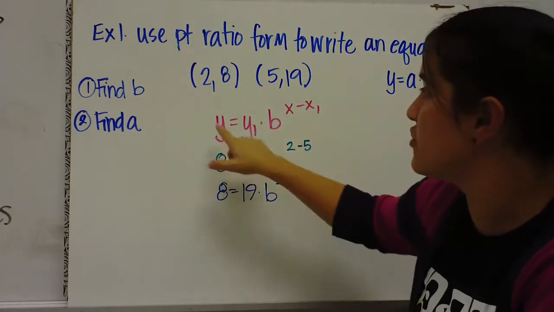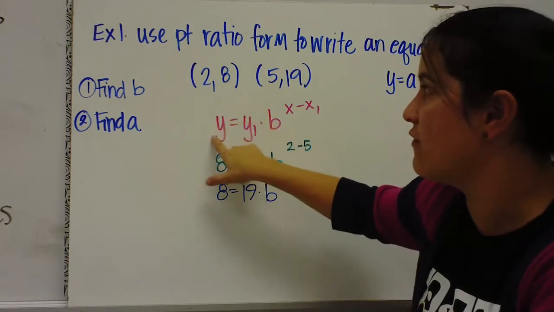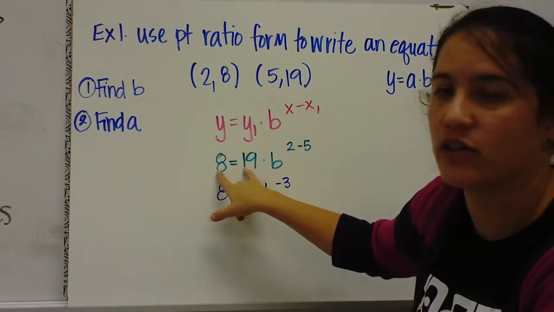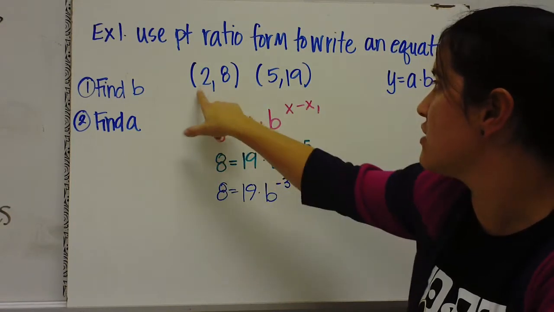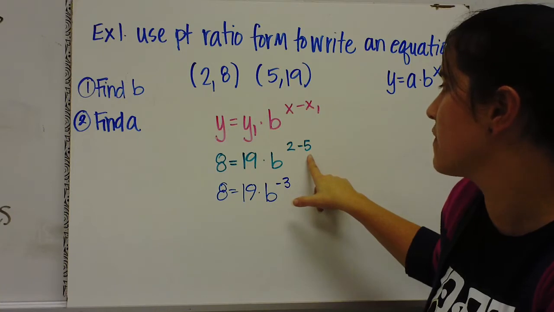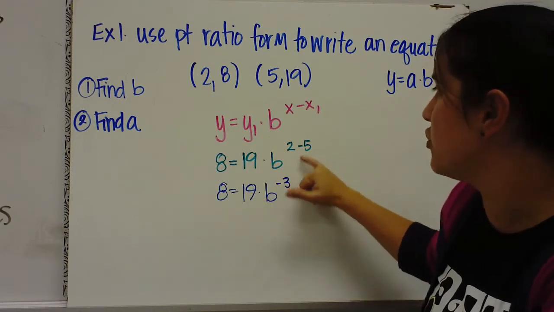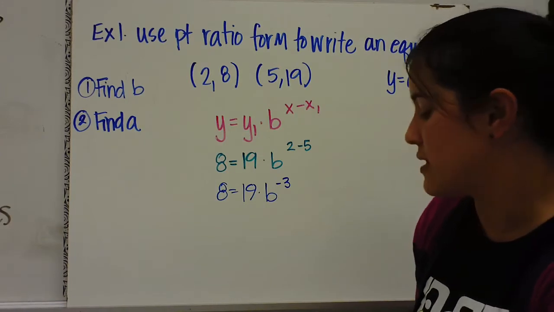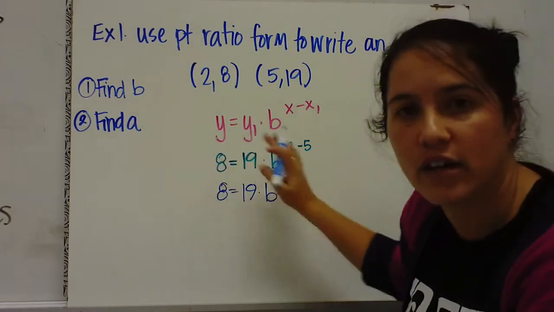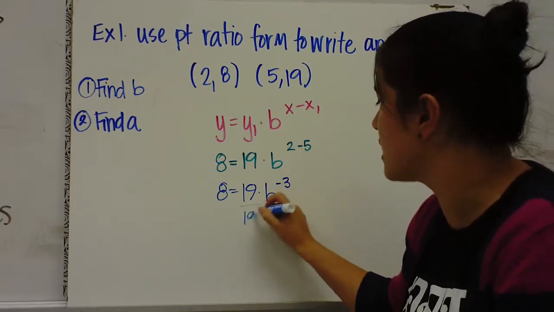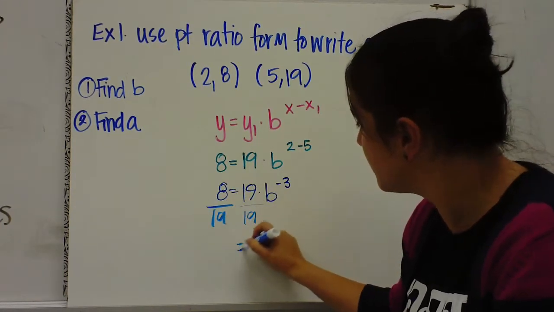I have plugged in, as you see, 8 for y and 19 for y1. So there are my y values. Then I plugged in 2 for x and 5 for x1. I simplified 2 minus 5 and I got -3. Now I'm going to simplify, and this is where solving equations with rational exponents comes in. So I'm going to divide both sides by 19.